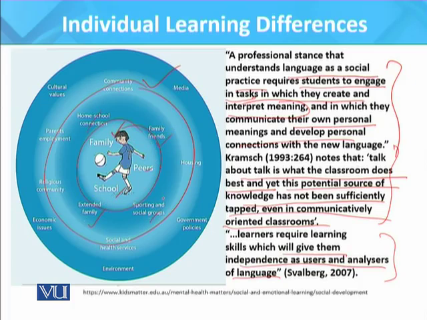Now in the outer circle, we see lives are shaped by broader social circumstances, which are media, cultural values, parents' employment, religious communities, economic issues, social health advice, and environment. So you can see different levels which can contribute and which can elicit learners' participation and contribute to making the learner a social being.